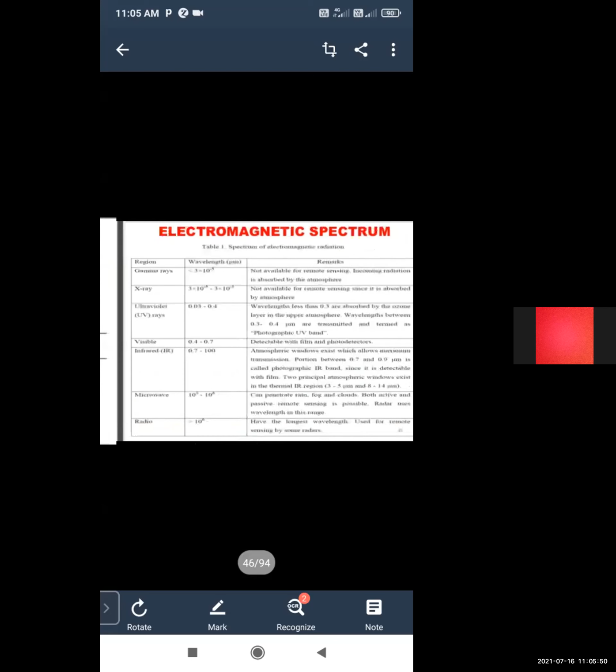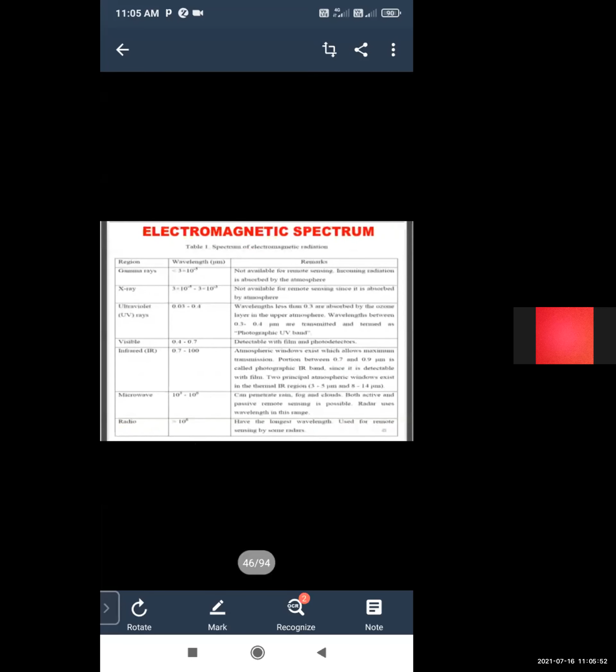Different types of the electromagnetic spectrum are used in remote sensing systems. Gamma rays, whose wavelength is less than 3 into 10 to the power minus 5, are not available for remote sensing. X-ray is also not used in remote sensing. Why are these not used? Because gamma rays and X-rays are absorbed by the atmosphere.